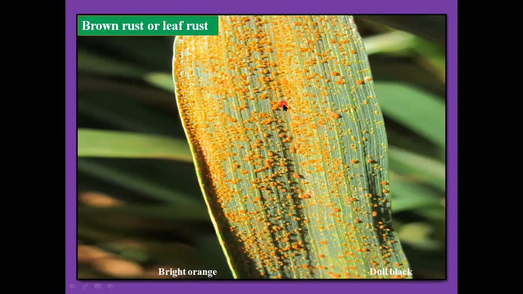These orange-colored pustules produce a large number of orange-colored spores, and these spores are known as uredospores. Orange uredospores generally develop in the uredopustules on the leaf sheath or on the surface of the leaf.